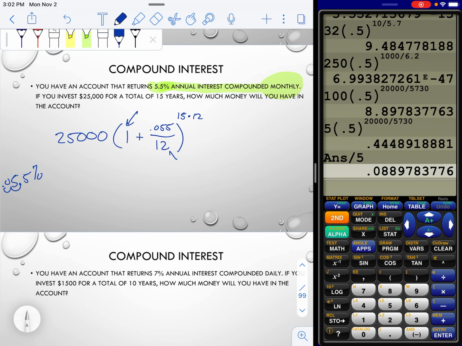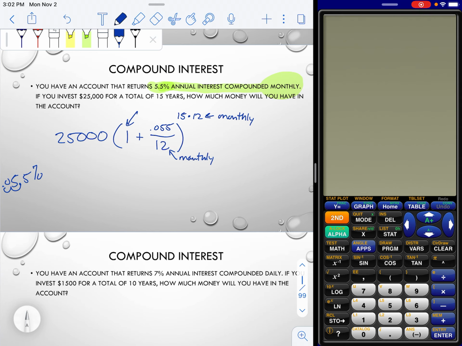Because this is monthly, we need to convert this to be monthly. Like I said, the formula converts everything for you as long as you plug in appropriately. Nothing left to do other than to crunch the numbers. So let's see how much money we got.